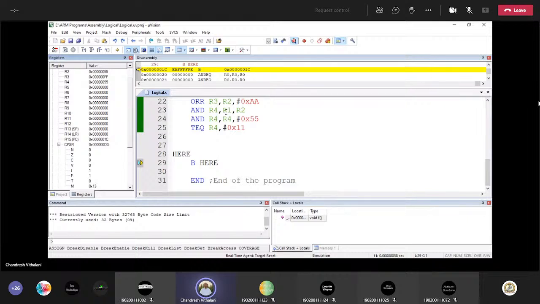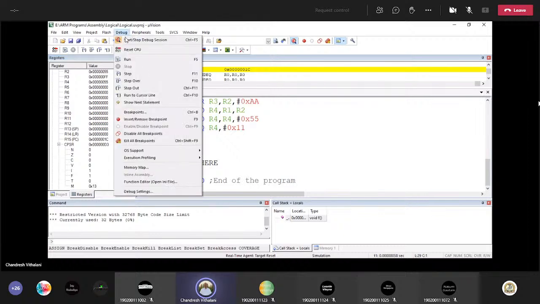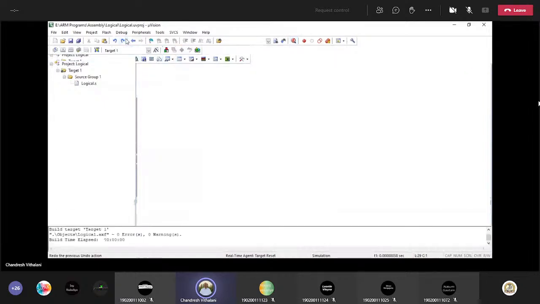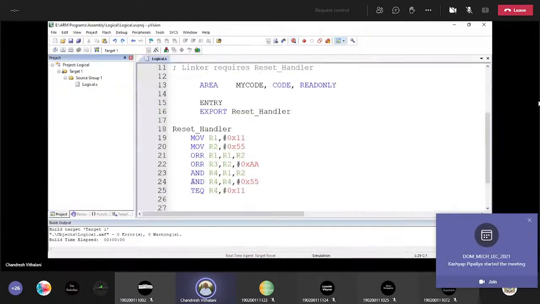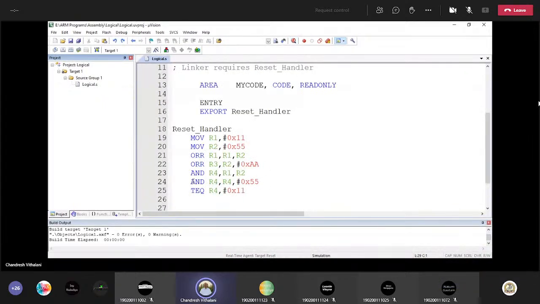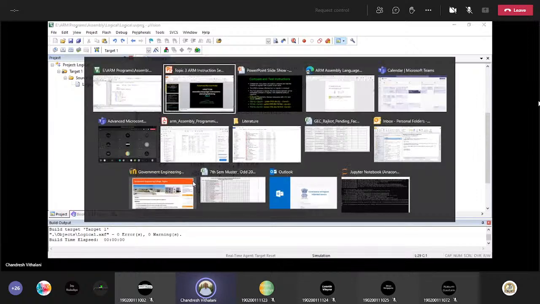So you can modify the values here and write different instructions, and you can check how all these instructions work. Later on, I will give you a laboratory exercise, and you have to solve that laboratory exercise and then give the results to me. Right? Let me see how many.